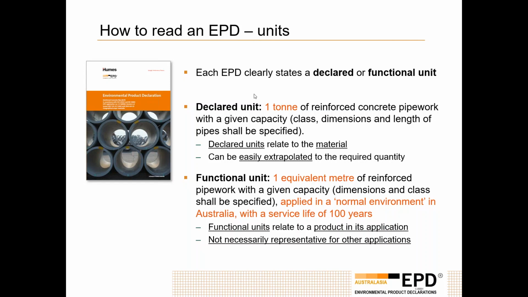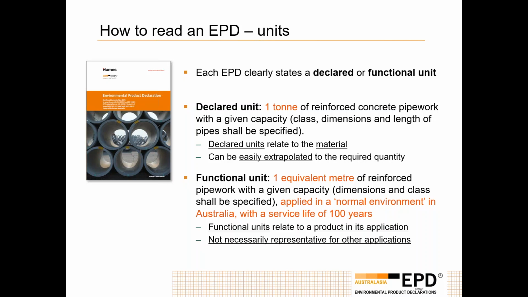So one of the other aspects of an EPD that's very important to consider is the actual unit. Now, each EPD clearly states either a declared unit or a functional unit. Now, these terms are quite important, and they have a huge impact on the actual environmental performance that's being reported. Now, to give you an example of a declared unit, in this case, that looks like 1 ton of reinforced concrete pipework with a given capacity. And the capacity is the class, which is the strength of the pipe, dimensions, length of pipes, etc. They can all be specified.